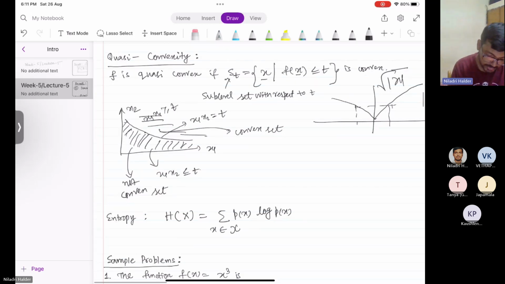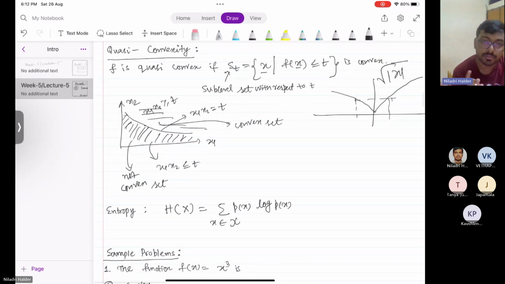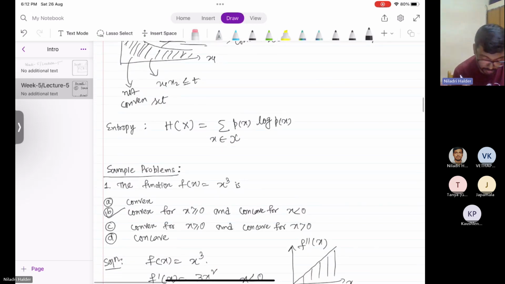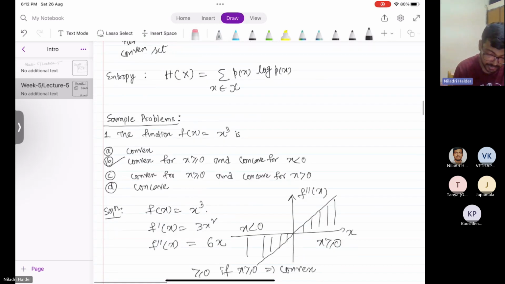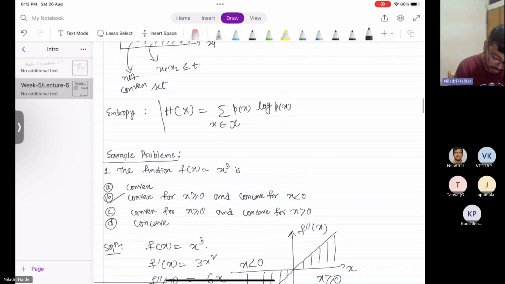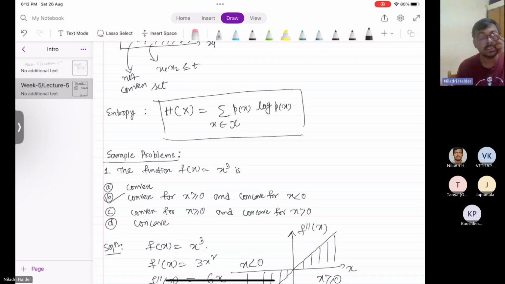Yeah, so this is the definition of a quasi-convex function. Then what is the entropy? This is the formula of entropy. H of x is equal to a summation of p of x, where x is a random variable and this scripted X is the set of all possible values x can take. So H of x equals the summation of p of x log of p of x.